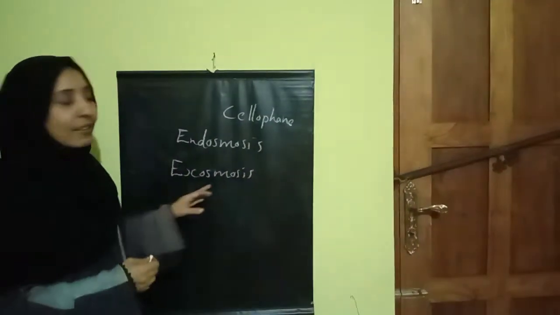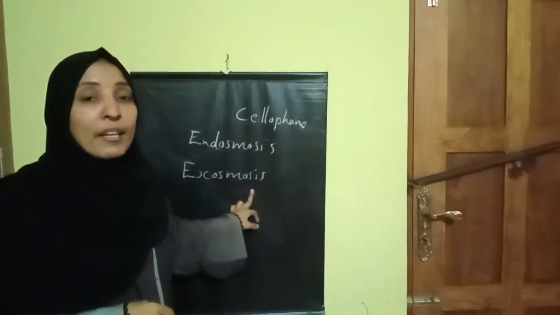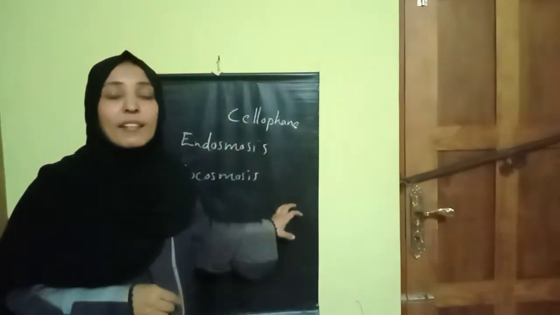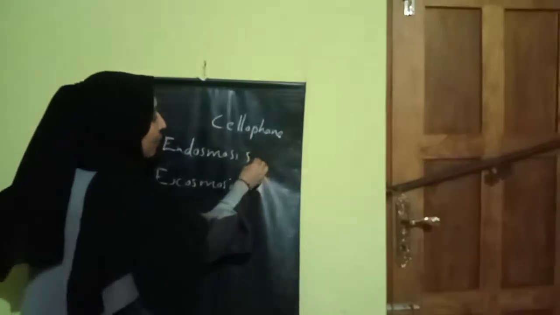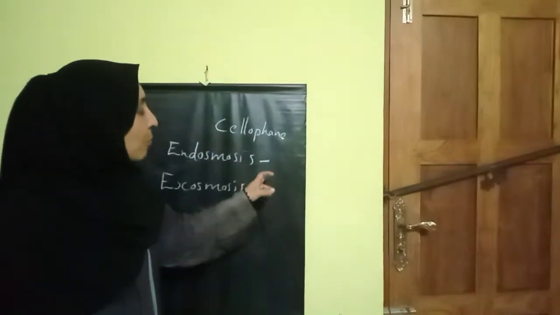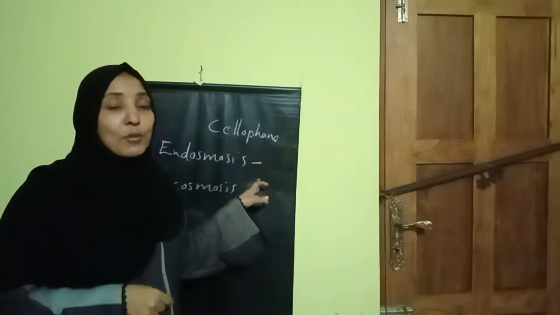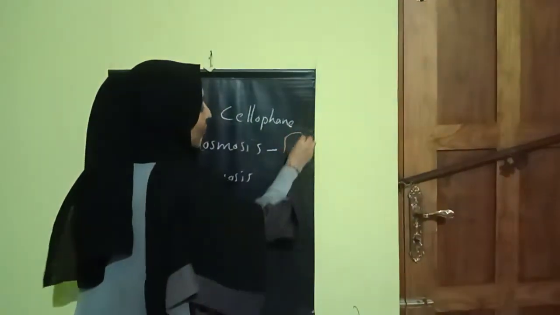Take the example that we discussed now, the raisins. They swell up. That is an example of endosmosis. That means the water molecules are entering the inside of the cell. That is why the cells swell up.